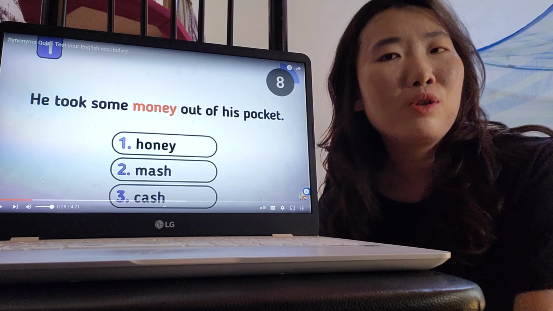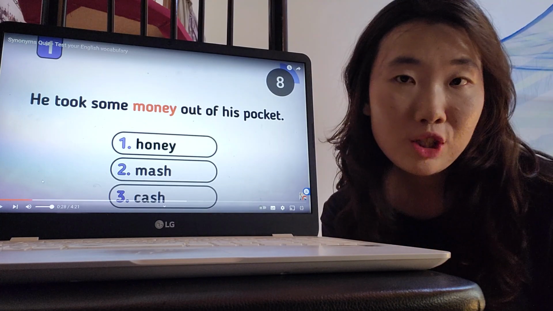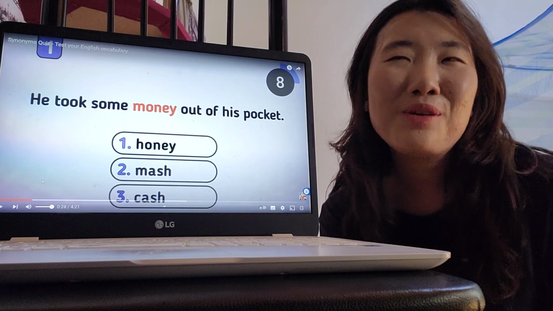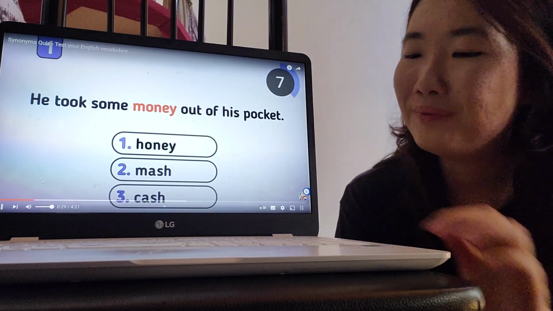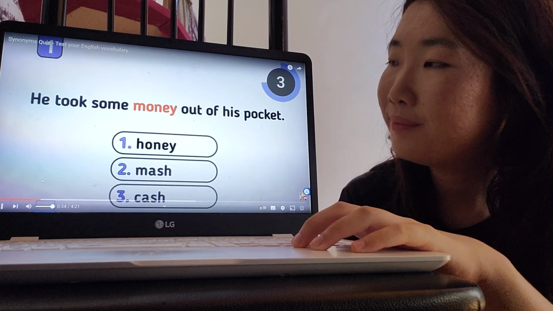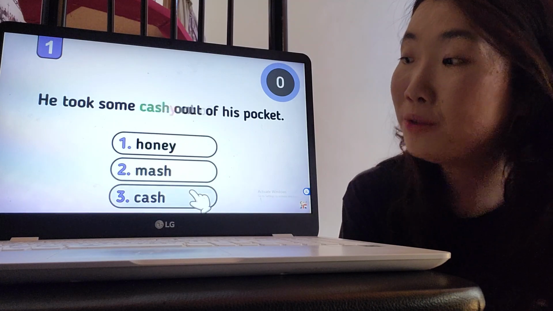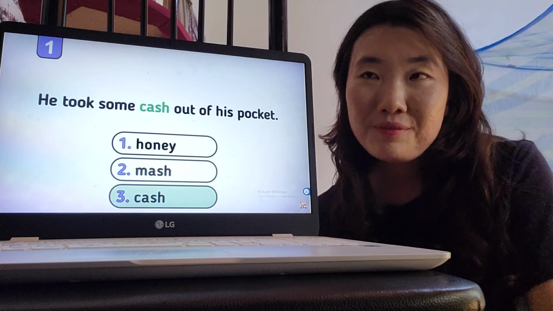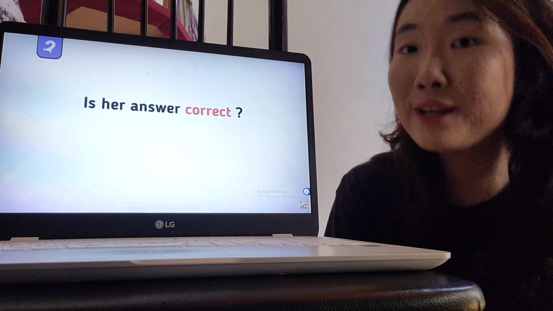All right, who knows? So we have 3 choices. We have honey, mash, and cash. I think everyone knows the answer. Yeah, let's see. Okay, so the correct answer is cash. Did you guys all guess that? Okay. All right, good job. Let's move on to next one.